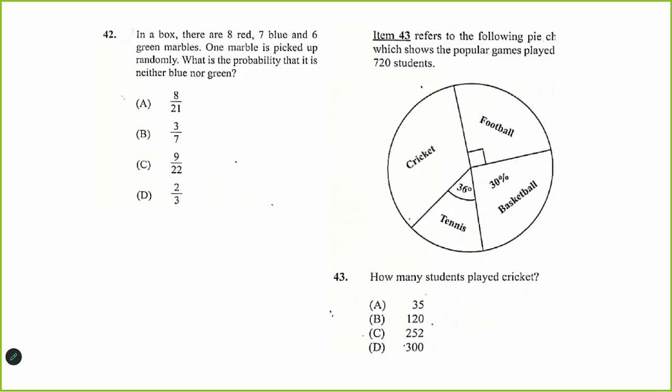Right, in a box selected at random, probability that's neither blue nor green, that's red, that's 8 out of 21, I believe, so that's A.